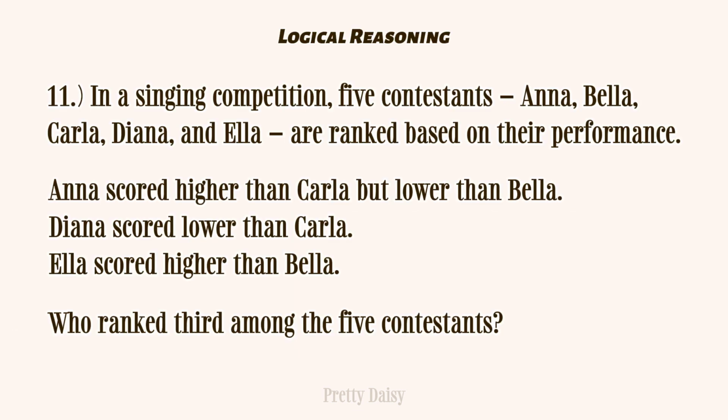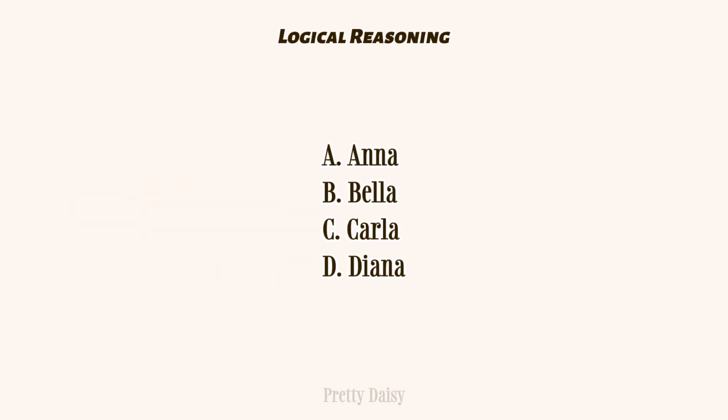11. In a singing competition, 5 contestants, Anna, Bella, Carla, Diana, and Ella, are ranked based on their performance. Anna scored higher than Carla, but lower than Bella. Diana scored lower than Carla. Ella scored higher than Bella. Who ranked third among the 5 contestants? A. Anna. B. Bella. C. Carla. D. Diana.